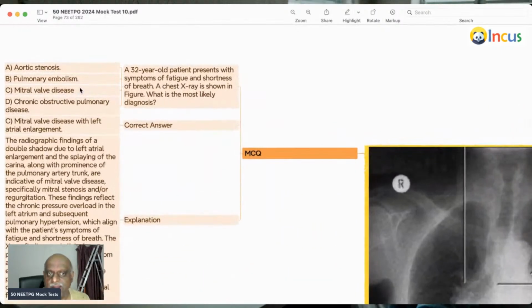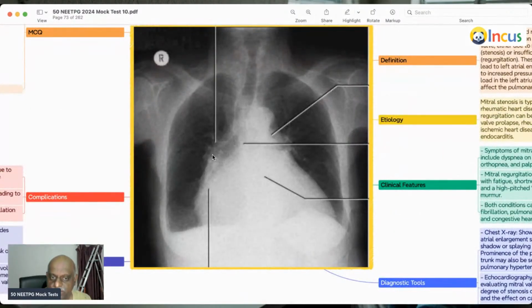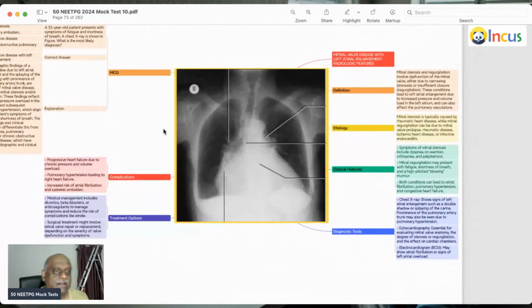Now, a 32-year-old with fatigue and shortness of breath. So this is what you call the shadow within the shadow appearance, which is typically seen, and there is a splaying of the carina. The trachea is there, and the tracheal bifurcation has become wide-angled. So the splaying of the carina is all suggestive of a posterior mediastinal structure.